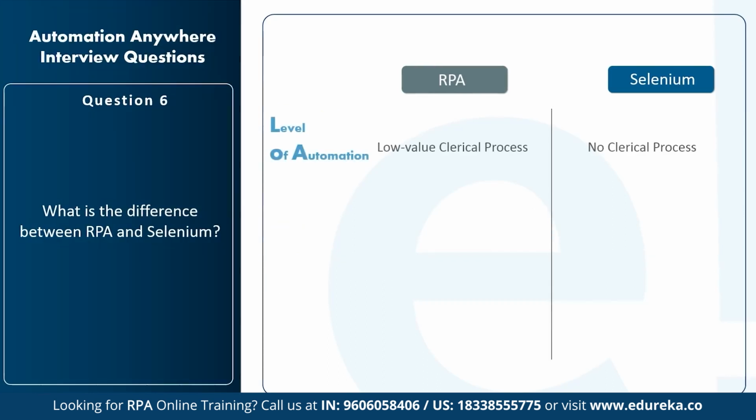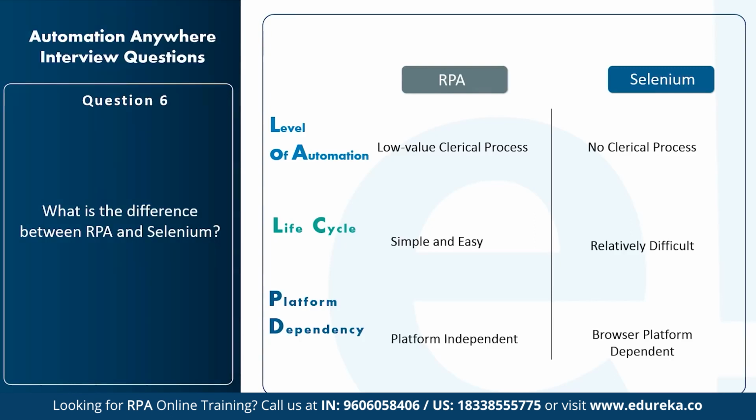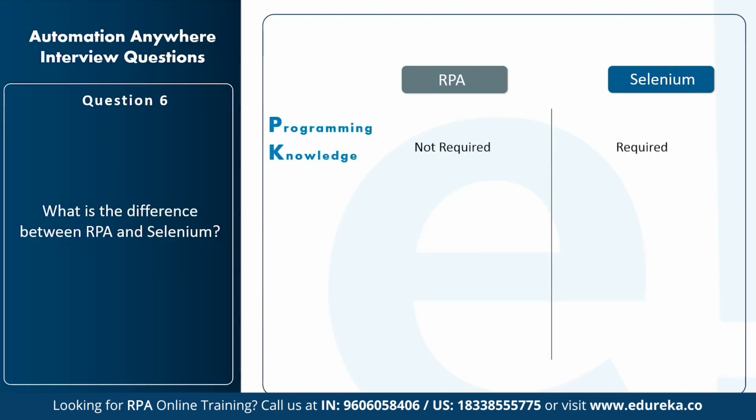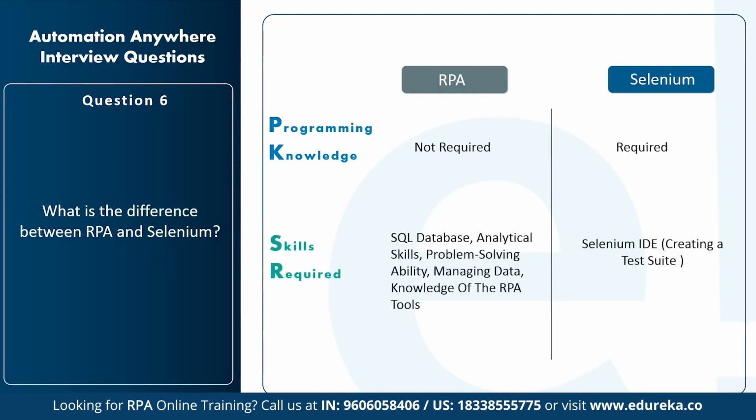Coming to the next parameter, that is the level of automation. RPA basically automates the low value clerical processes, and Selenium automates non-clerical processes. Coming to life cycle, the life cycle of RPA is simple and easy, and Selenium is relatively difficult when compared to RPA. Coming to platform dependency, RPA is platform independent and Selenium is basically browser platform dependent. Next, coming to programming knowledge. For RPA, you do not actually need programming knowledge, but for Selenium, you do need programming knowledge. And finally, coming to the skills required, the skills required in RPA are SQL databases, analytical skills, problem-solving ability, managing data, and the knowledge of RPA tools. And coming to Selenium, the knowledge of Selenium IDE is required to create a test suite.